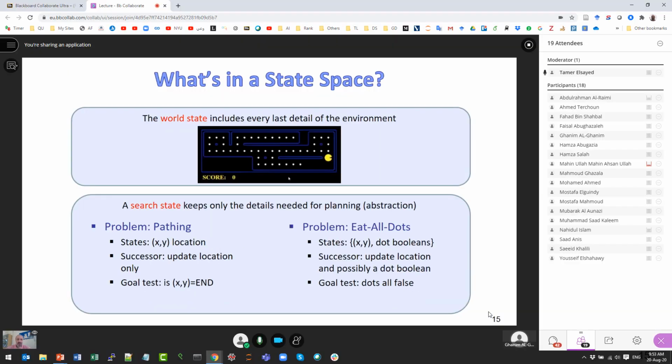Any questions so far? Because we'll have to stop here. Any questions about the search problem? Now, if you want to convert any real problem into a search problem, you will have to think about these four things: the state space, the successor function, the start state, and the goal test.